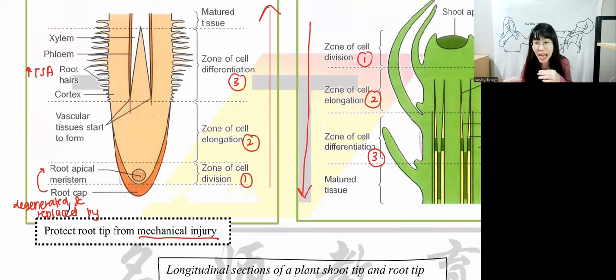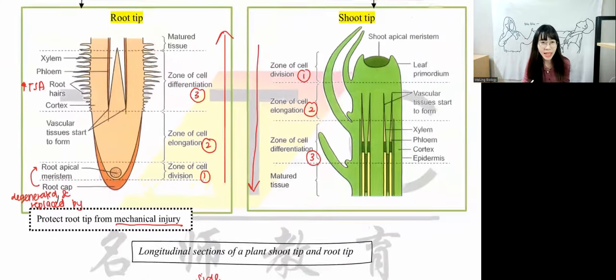So next time when you see a lot of things in biology, like a lot of folded membrane or numerous in number, it's always to increase surface area. They want to absorb more water and mineral. Okay, so this is in the root tip.